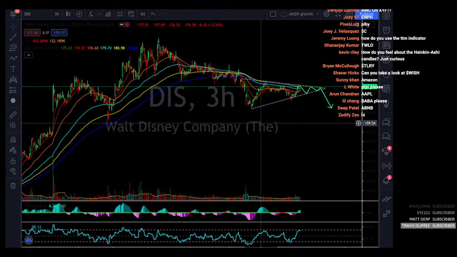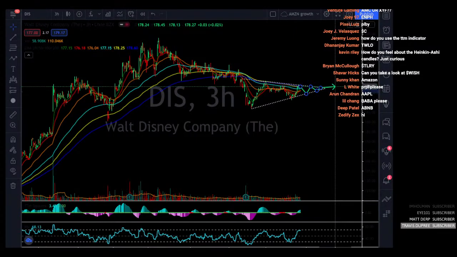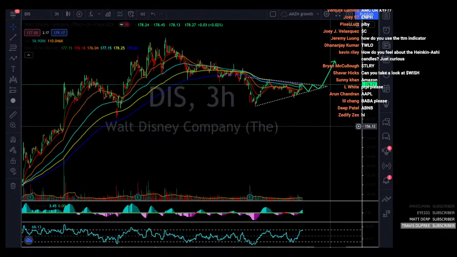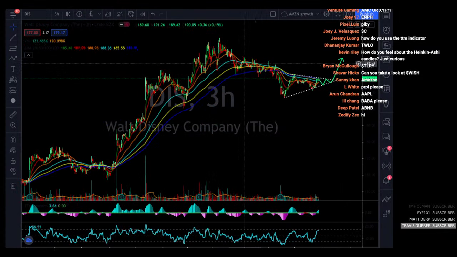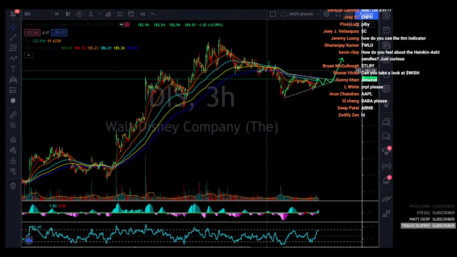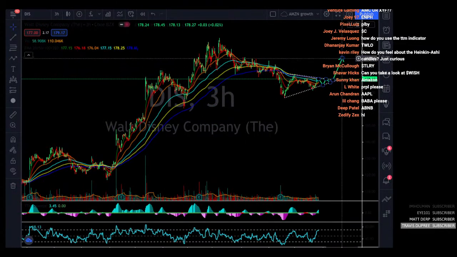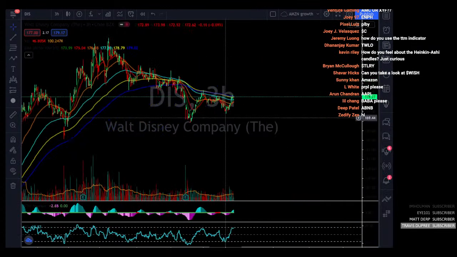Either way, this neutral symmetrical triangle can surprise me. This can end up actually going up, which in that case, we're going to be testing around this consolidation point over here, where there's going to be a lot of, you know, selling momentum. So we're just going to see for Disney, but that is what I see on Disney right now.